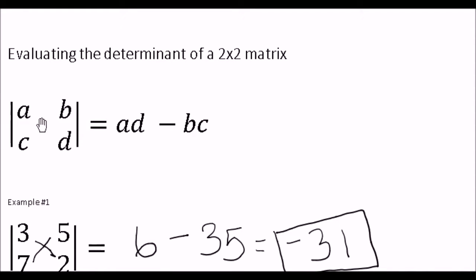Just to recap, every time you have a 2 by 2 matrix with the bars, that means go ahead and find the determinant. Same procedure: you multiply the numbers on this diagonal, and then you always subtract the product of the numbers on this diagonal. And that's it.